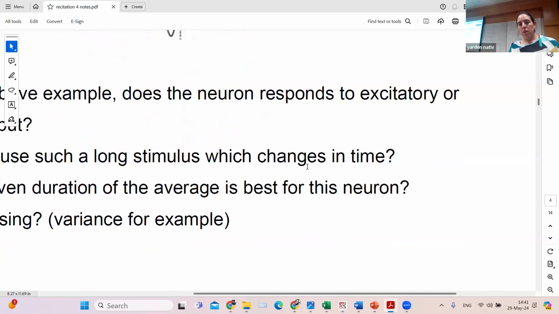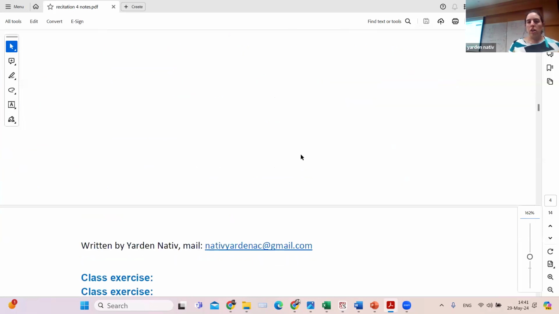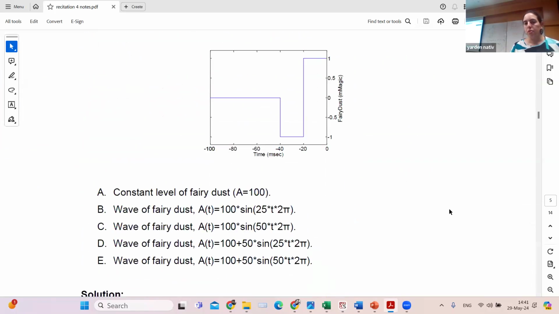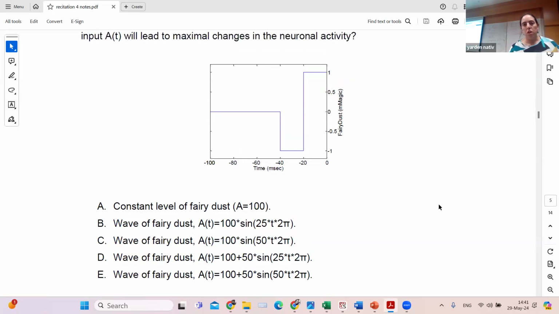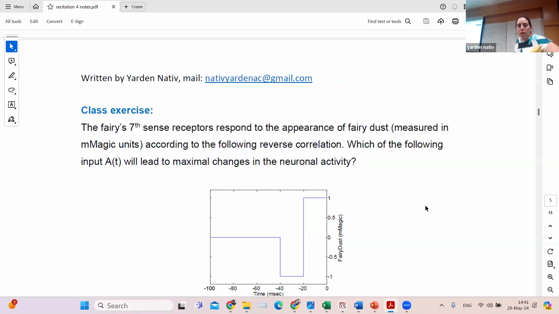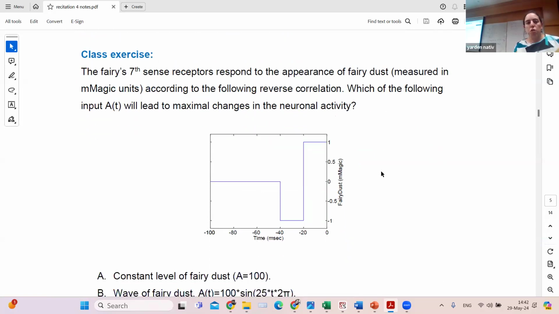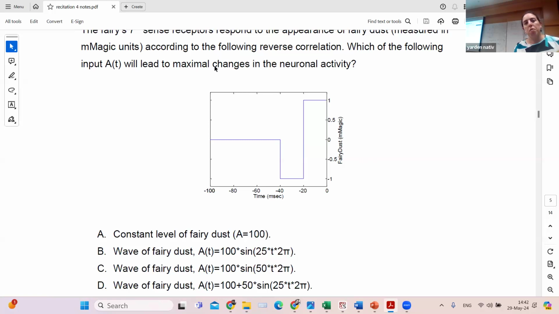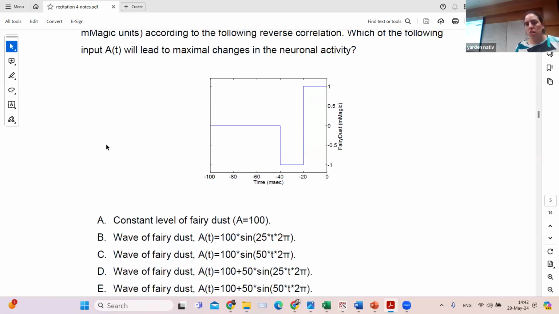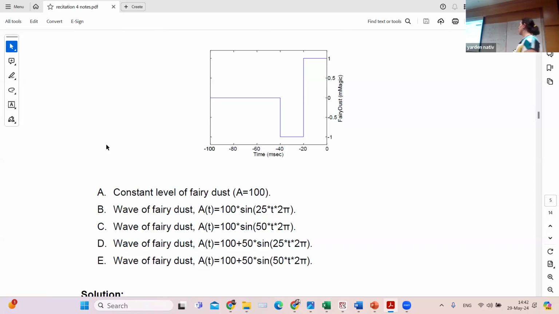Okay, so let's have a question which is taken from an exam. So we have these fairy sense receptors which respond to the appearance of fairy dust. And this is measured in millimagic units according to the following reverse correlation. And we ask ourselves which of the following inputs will lead to maximal changes in the neural activity. Yes. Please tell me how to answer.